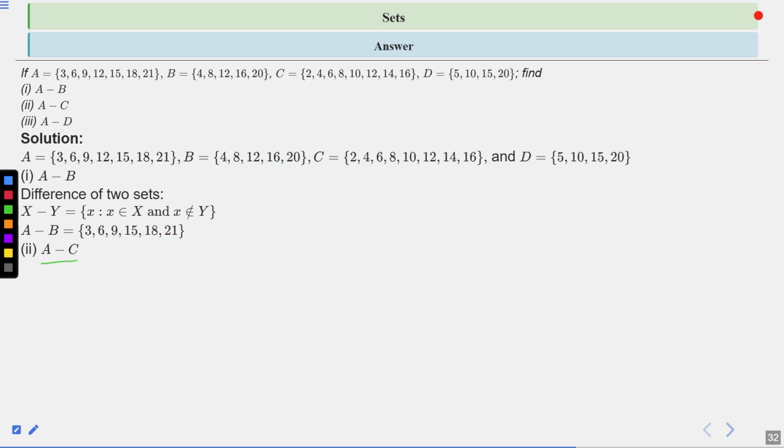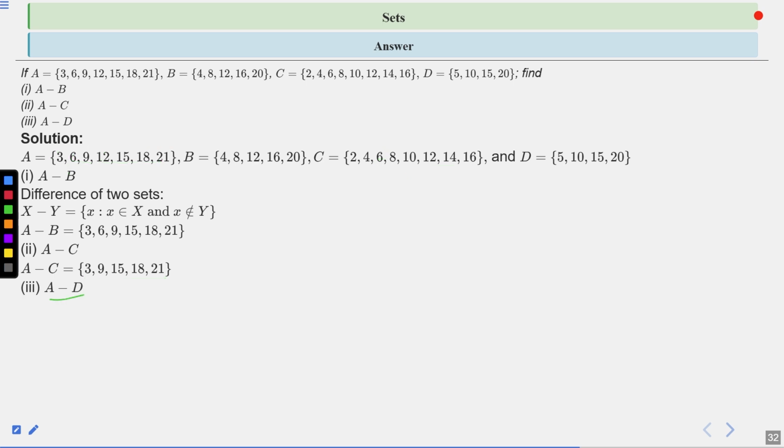Now what about A minus C? Very simple. Write down the complete set A. Eliminate the elements which belong to set C. So does 3 belong to set C? No. 6, yes, so eliminate 6 from here. 9 belongs to set C? No. 12 belongs to set C, yes, so eliminate 12. 15, no. 18, no. 21, no. So we are only left with these 3, 9, 15, 18, 21. So this collection will be your A minus C.